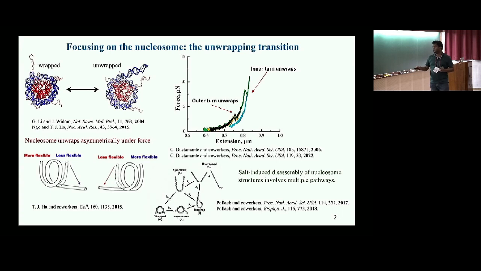And subsequently, there have been very nice works from the groups of Lois Pollack and co-workers, where they have used time-resolved SAXS experiments at different salt concentrations. And what they pointed out is, in fact, the salt-induced disassembly of the nucleosome can involve multiple pathways. You can have asymmetrically unwrapped states, or even ones which look symmetrically unwrapped.